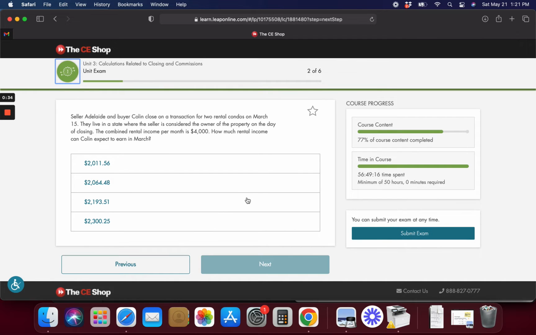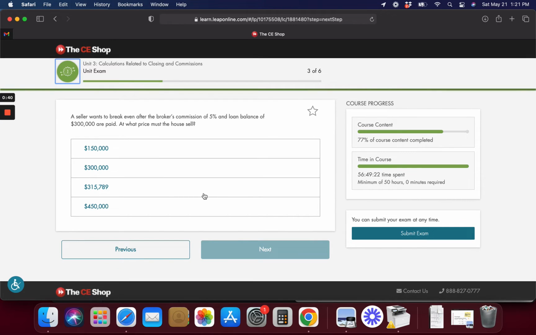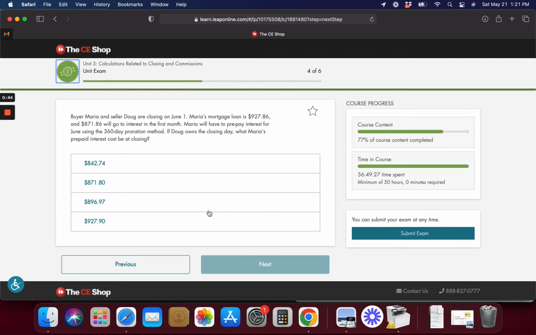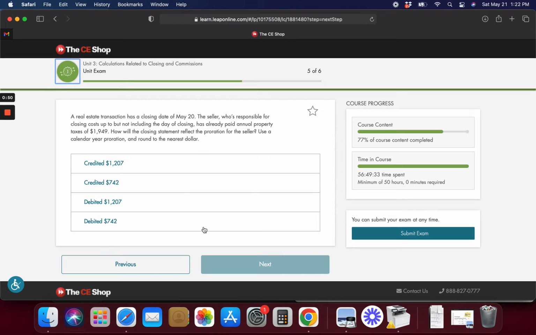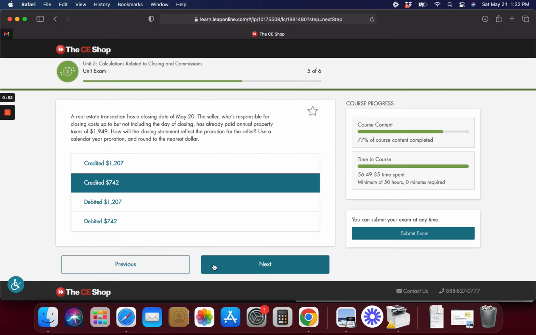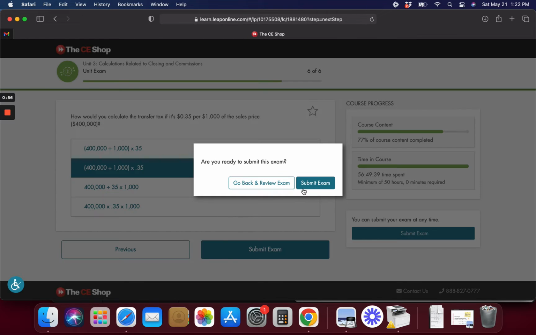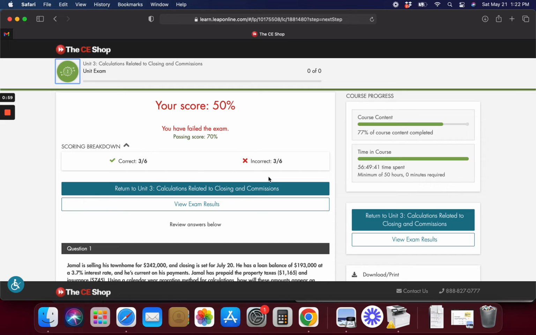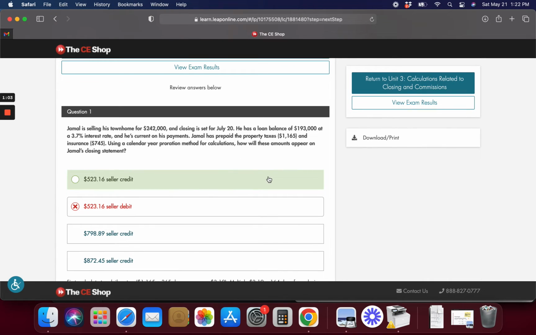And let's see, how much rental income does he have to owe? And how much of what the price will have to sell? And let's see. Okay, we got 3 wrong, so let's see what we did.